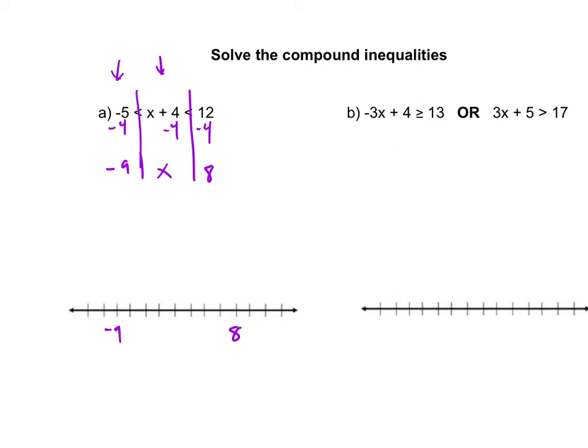And both these are open dots here, so I just have to figure out and test my points and say, okay, which way is my direction going? So let's test 0 because it's right in the middle, and it's a pretty easy point to test. So I'm just going to plug in a 0 here. So 0 plus 4 is 4. Is 4 going to be bigger than a negative 5, but less than a positive 12? That is true. It checks out.